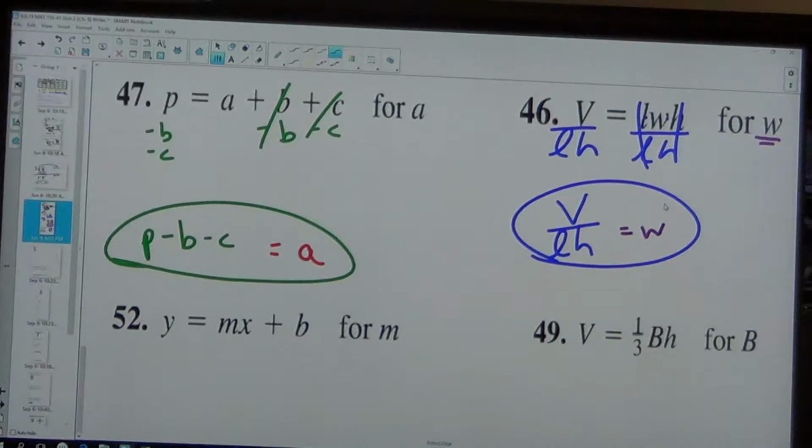Now, for number 52, our goal is to get M by itself. What do you see when you look at number 52? X plus B. You got to subtract that. M and the X are together. We got to get rid of the X and the B.